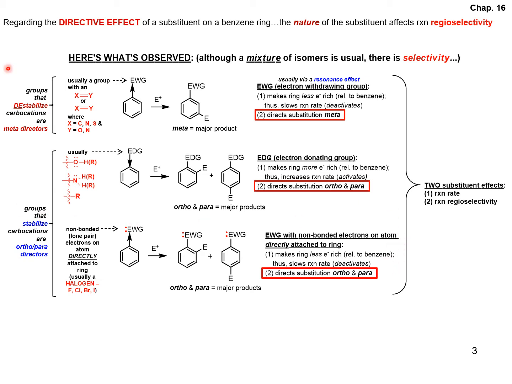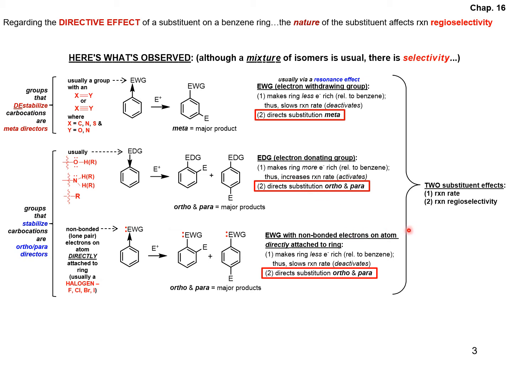One other thing I wanted to point out, a general trait, is that when you have a group attached to the ring that destabilizes a carbocation, that is, pulls electrons away from a carbocation, which would make it very unhappy since carbocations want electrons, they tend to direct meta. And when you have a group attached to the ring which can stabilize a carbocation by giving it electron density, they tend to direct ortho and para.